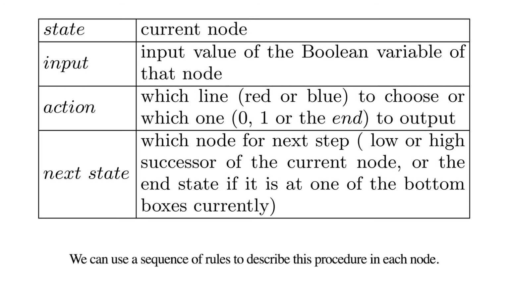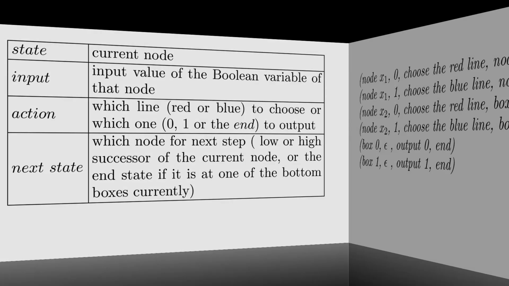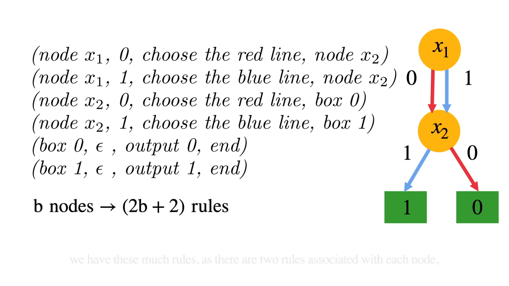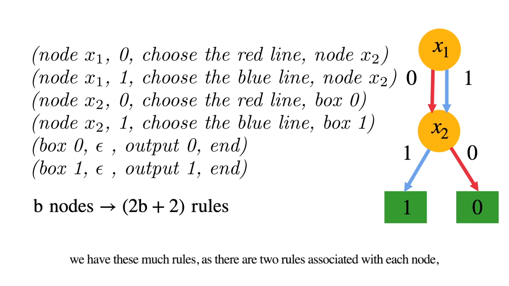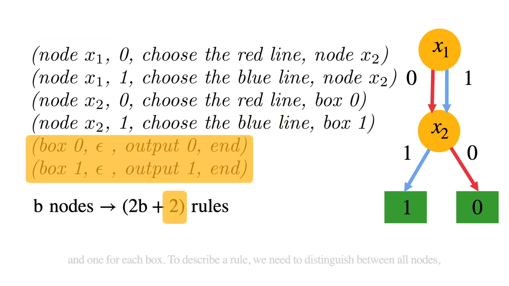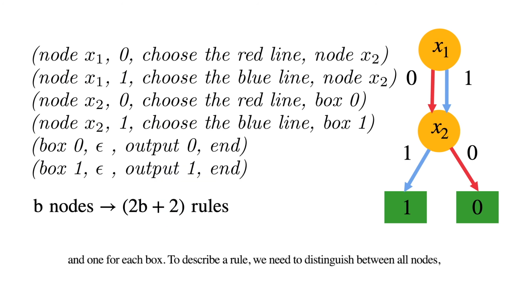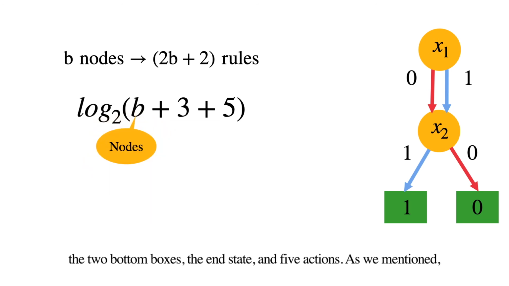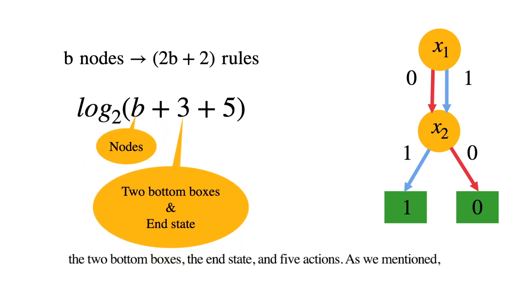We can use a sequence of rules to describe this procedure in each node. There are 4 elements in each rule. If we have B nodes, we have this many rules, as there are 2 rules associated with each node and 1 for each box. To describe a rule, we need to distinguish between our nodes, the 2 bottom boxes, the end state, and 5 actions.